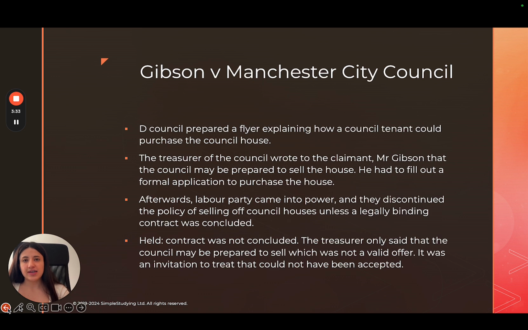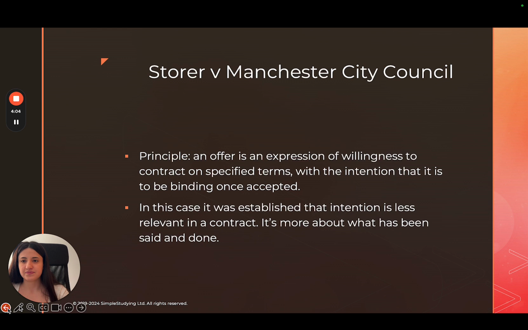The issue in this case was whether or not there was a legally binding contract, so Mr. Gibson could buy the house. It was held that there was no contract because the treasurer only said that the council may be prepared to sell the house. They never made a valid offer. There were no clear terms and there was no clear offer for it to be legally binding. If there was no offer, there could not have been any acceptance.